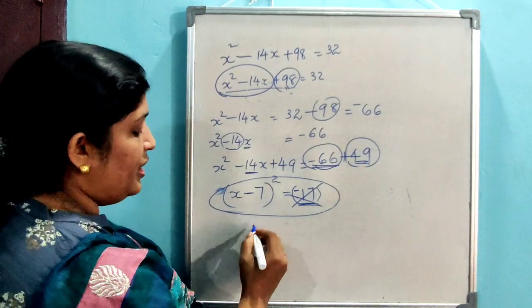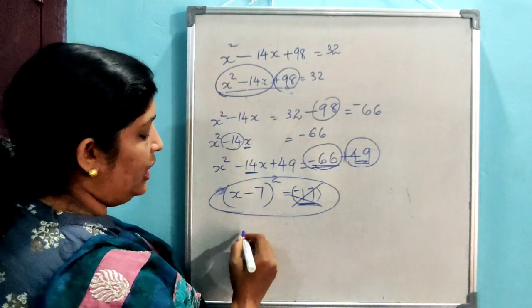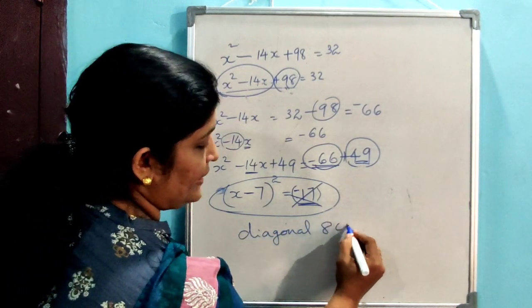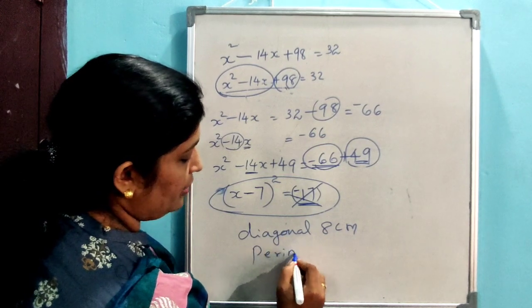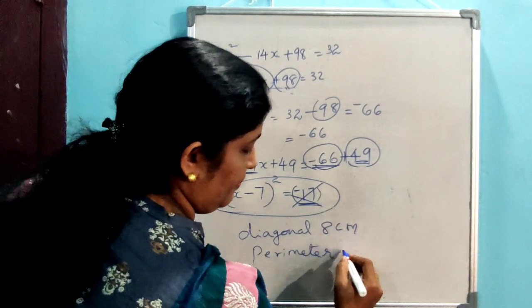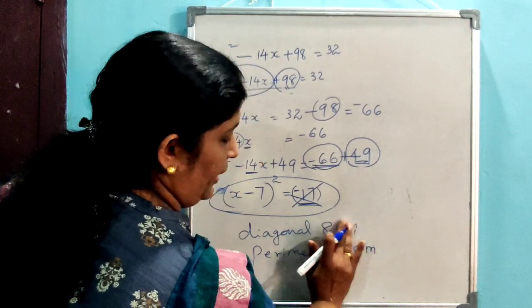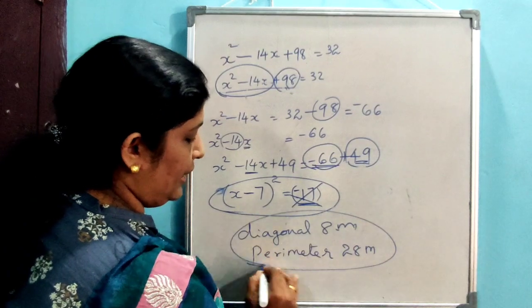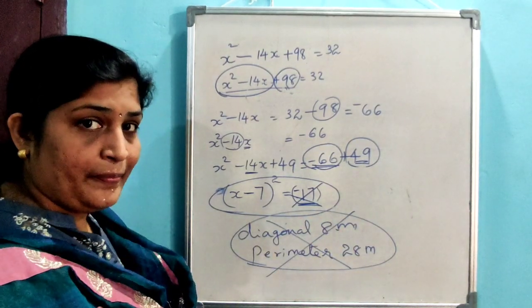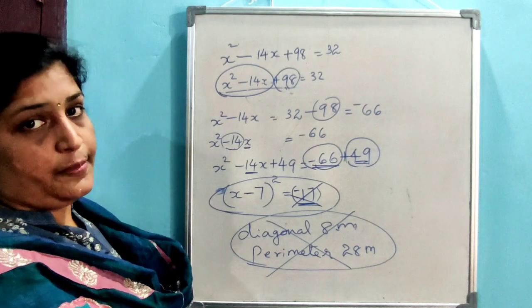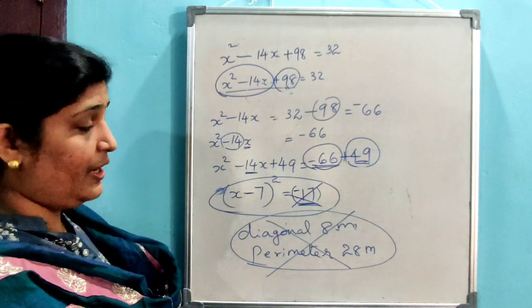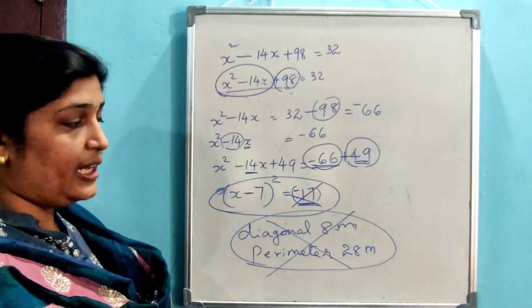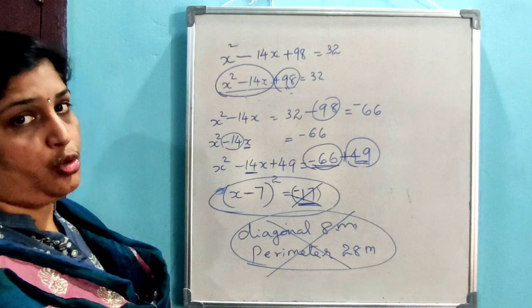So what is our assumption? We can say that we cannot make a rectangle with a diagonal of 8 centimeter and a perimeter of 28 centimeter. We cannot make a rectangle like this. So that is the first part of the question. Yes, we can say that we cannot make a rectangle whose diagonal is 8 and whose perimeter is 28.